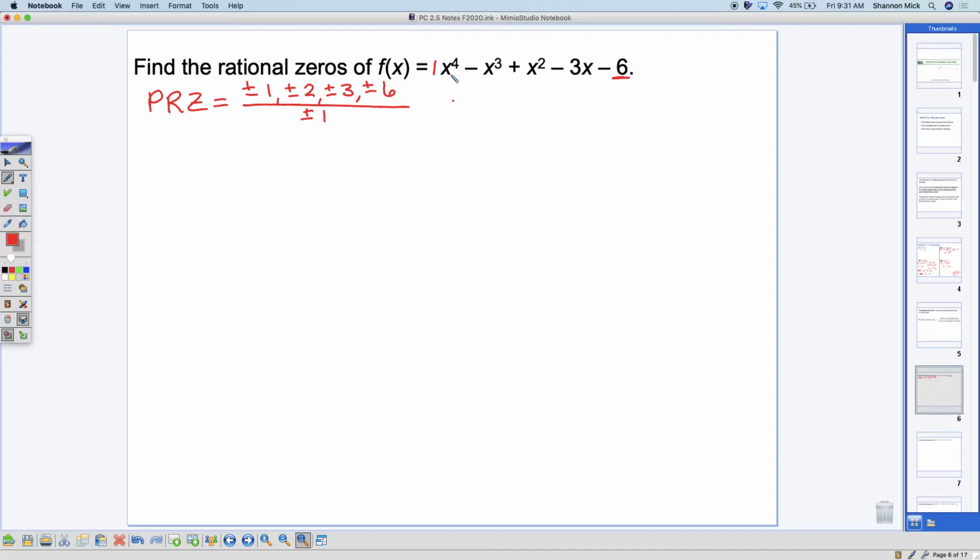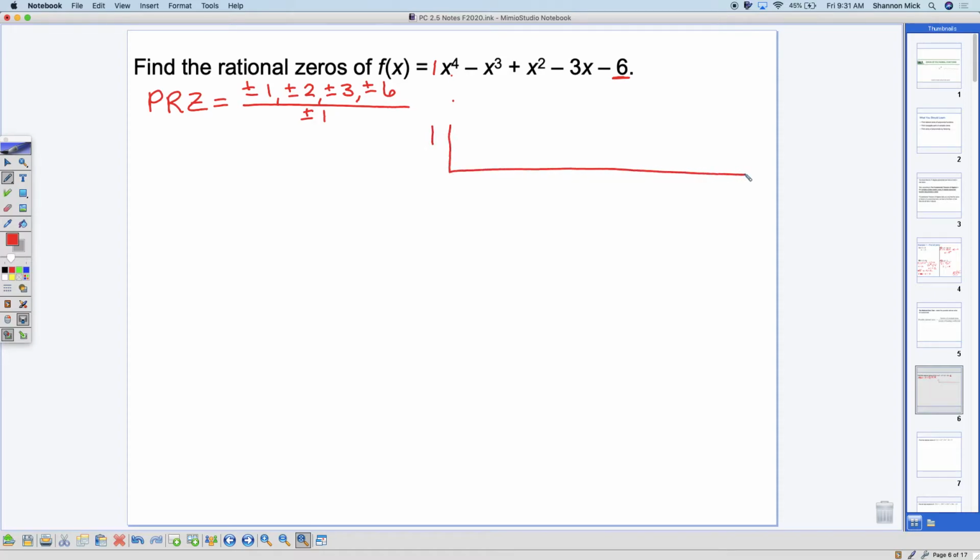So what would you guys like to try? I would like to just cross off the x to the 4th minus x to the 3rd. What? No, what would you like to divide by? 1, 2, 3, or 6? Oh, I thought we were going to do the... No, we can't. Because this is a 4th degree polynomial, you can't do that. 1? Okay. So 1 out here, right?